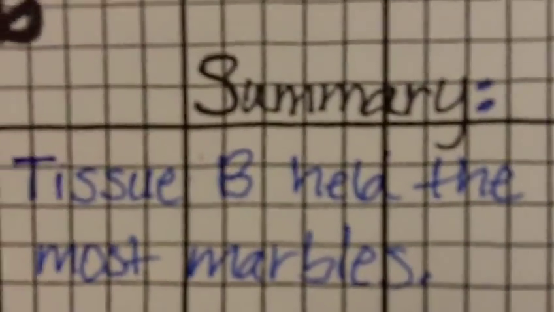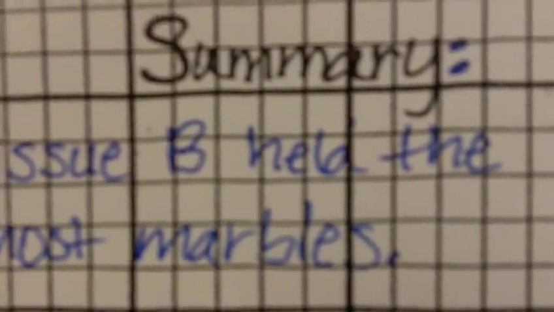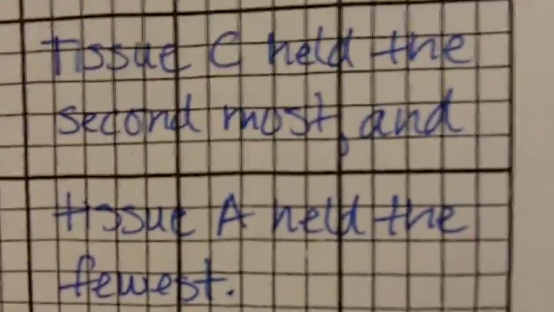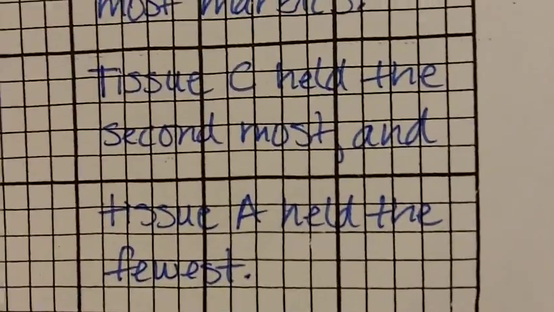Quality matters. You have to have a title. Mine just says Tissue Lab, but I would like it if you included your group members' names in the title. So a better example here might be Miss Tuttle's Tissue Lab. Then you need a summary. This just explains what your graph is about. Mine says Tissue B held the most marbles, Tissue C held the second most, and Tissue A held the fewest. So simple explanation of what your graph is about.